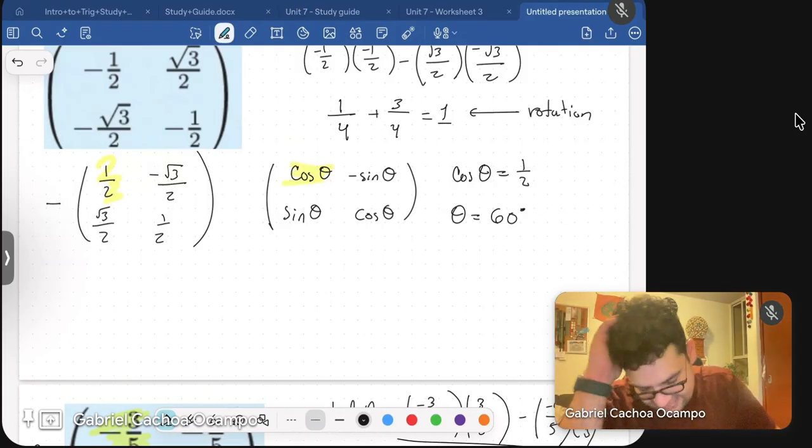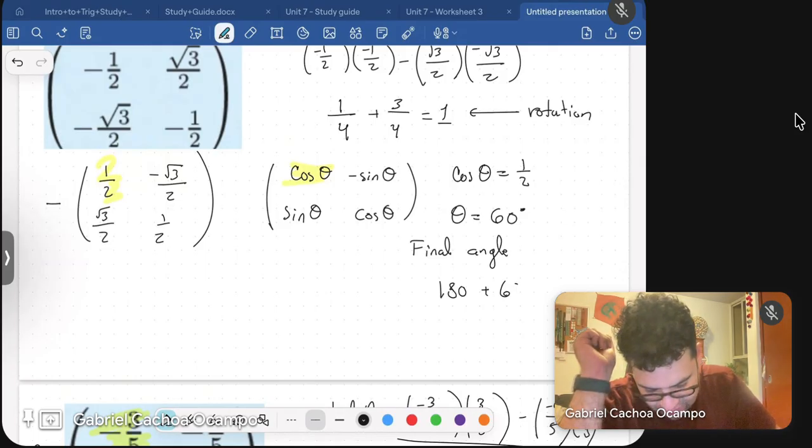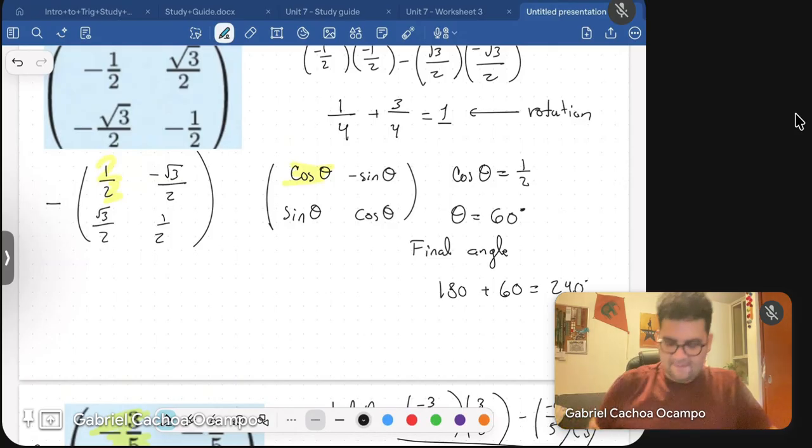So my final angle is 180 plus 60 degrees, which is 240. Okay, so this is my first skill.